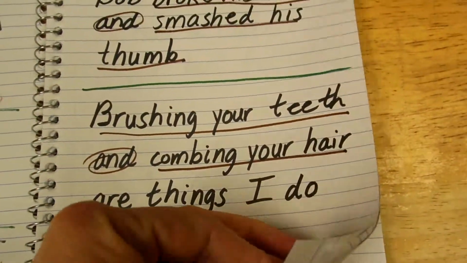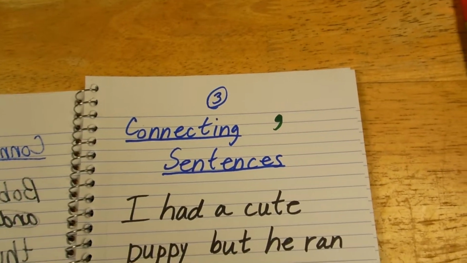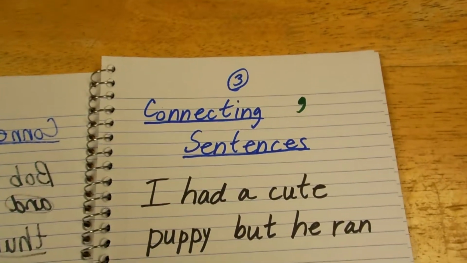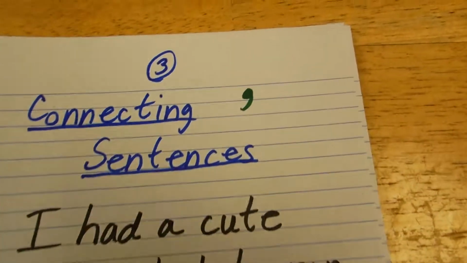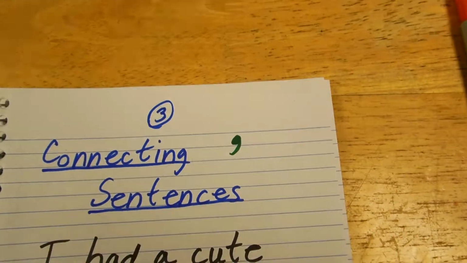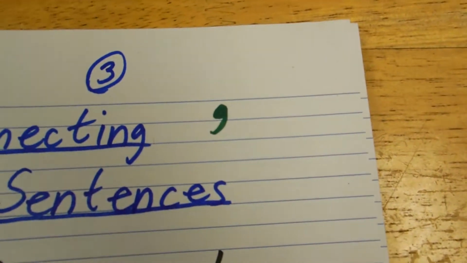And then lastly, the third job of coordinating conjunctions is connecting sentences. We said the first was to connect words. The second job was to connect phrases. The third is to connect sentences. You'll notice there's a big comma here. It's very exciting. When you're connecting sentences, okay, you have to use that comma. Make sure that comma is in play there.